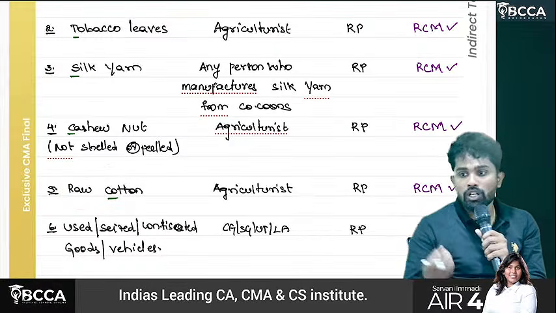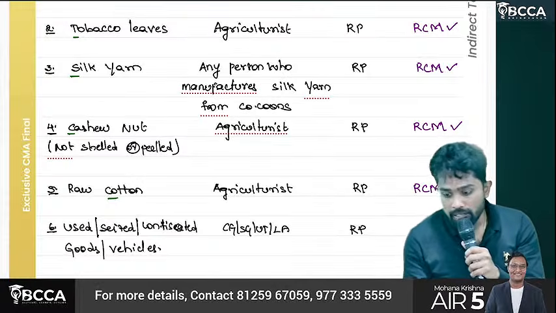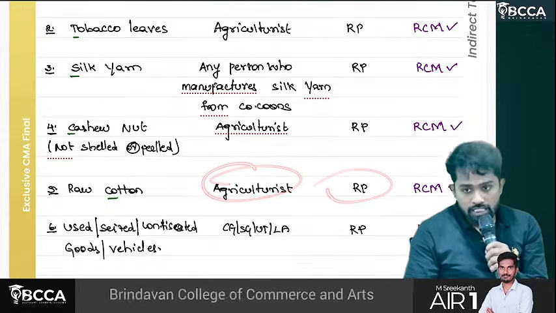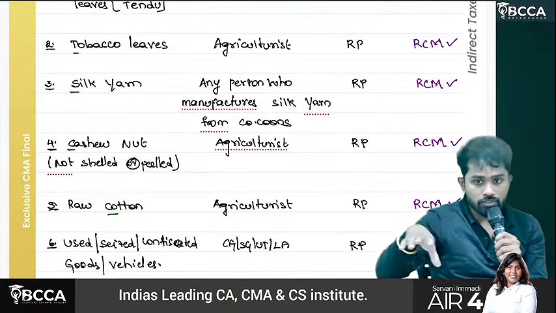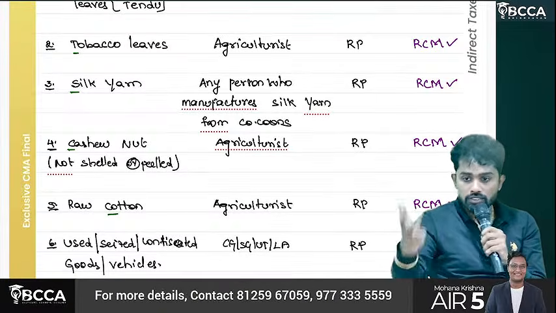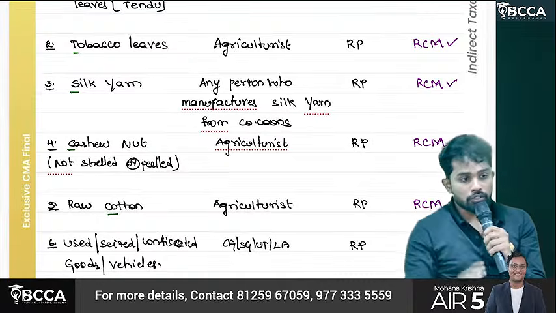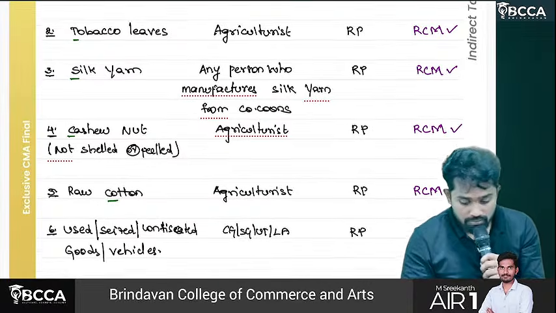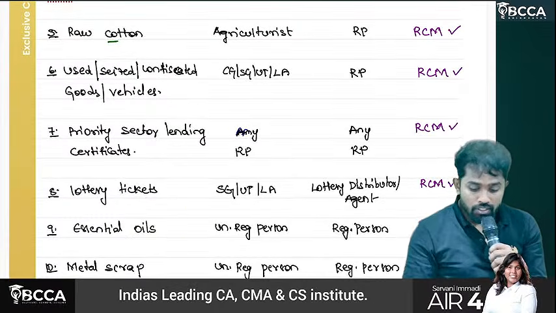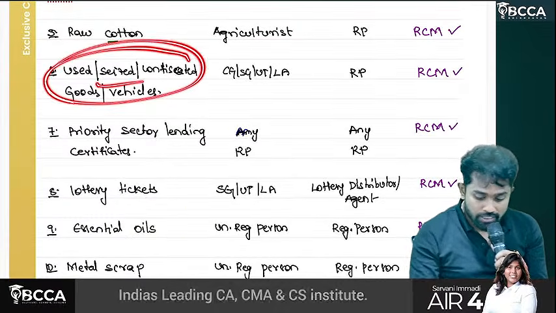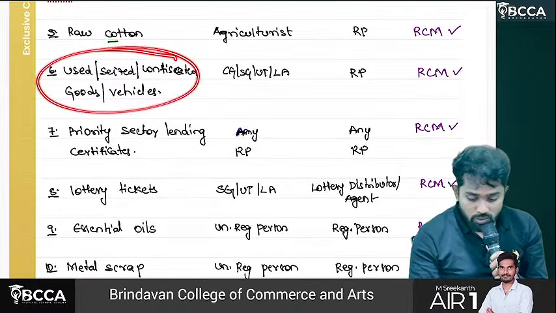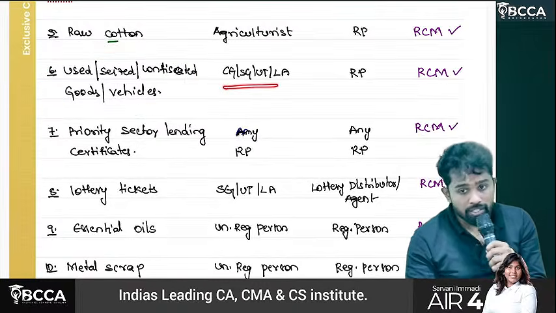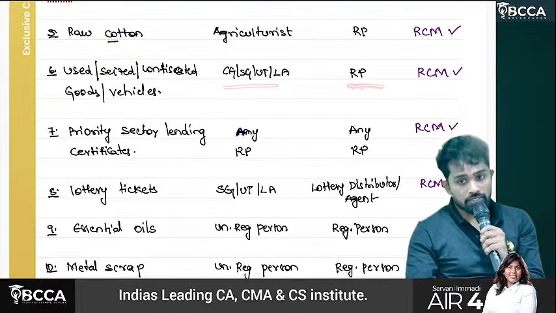Raw cotton, the cotton which was extracted from the plant, sold by agriculturist to registered person. All these are covered under RCM. Five points, sir, as of now: BD leaves, tobacco, silk yarn, cashew nuts, raw cotton, sold by agriculturist to registered person, covered under RCM. Then used, seized or confiscated goods and vehicles, sold by government to registered persons.